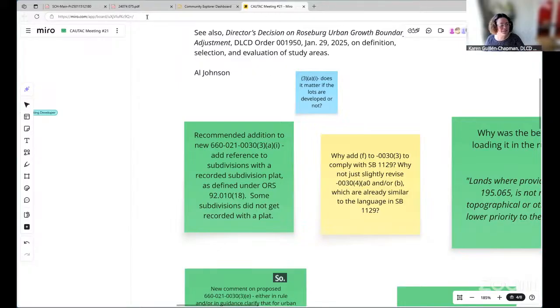So I'm going to check this one off as I hear your question. It is a clarifying question, and I may not know the answer today, but we'll work on an answer. Kevin, what are your thoughts?